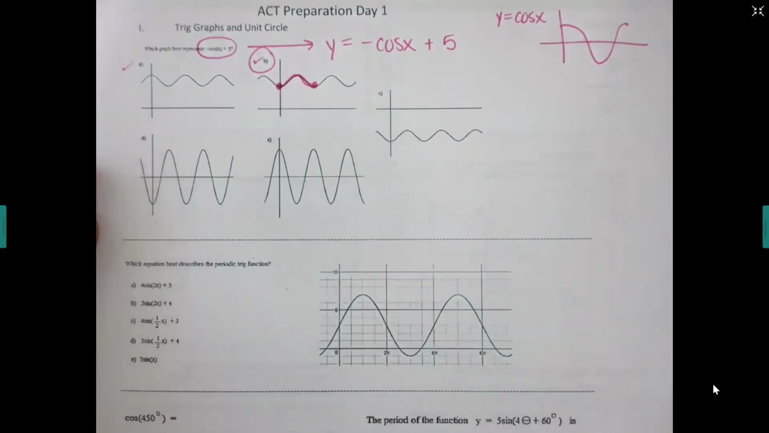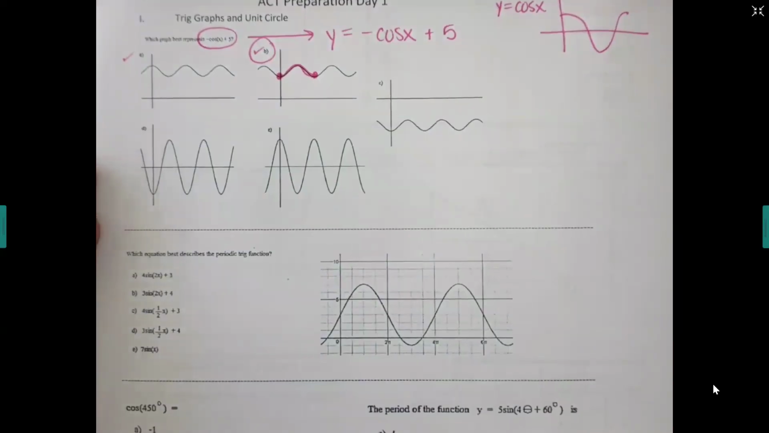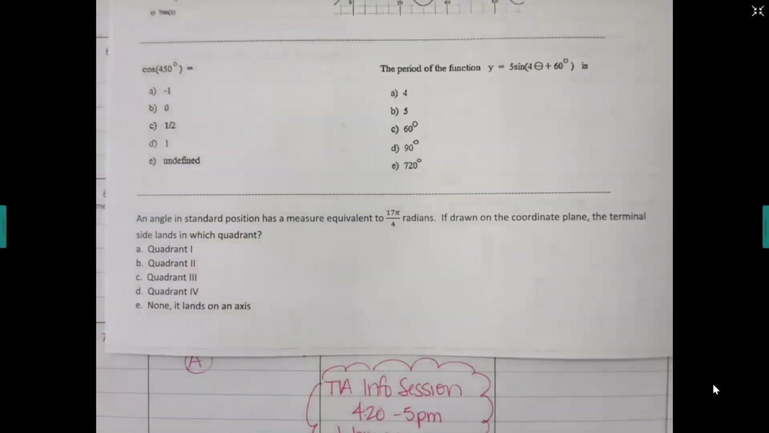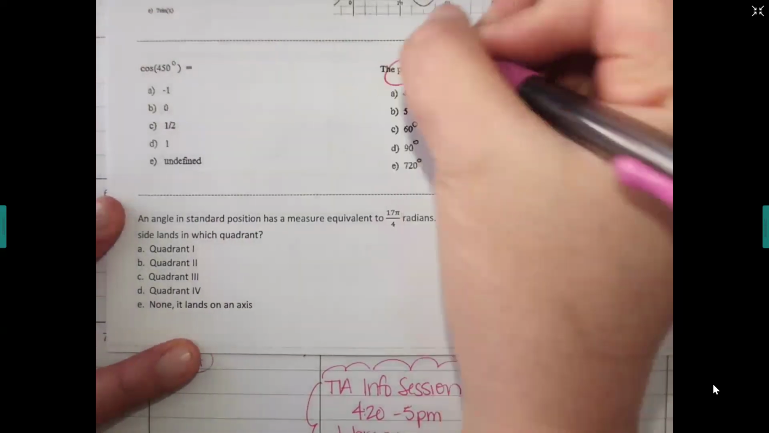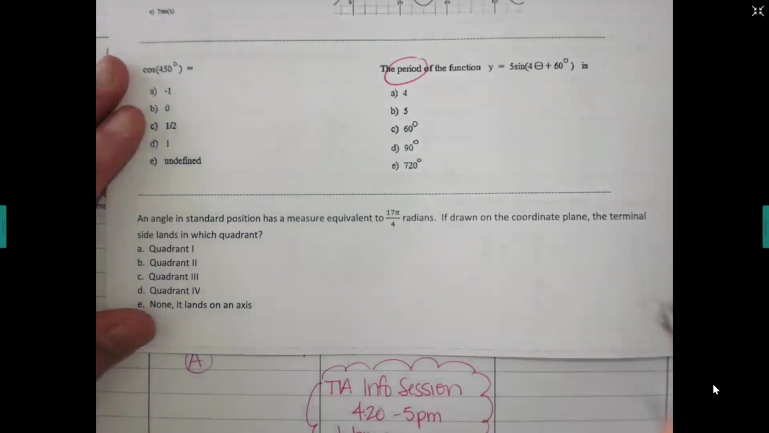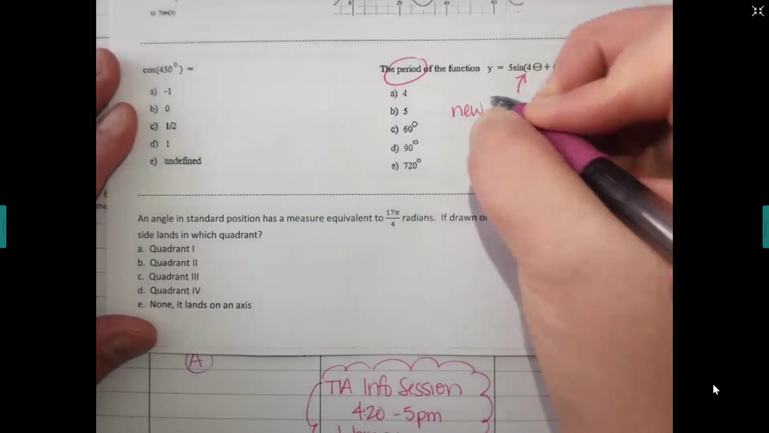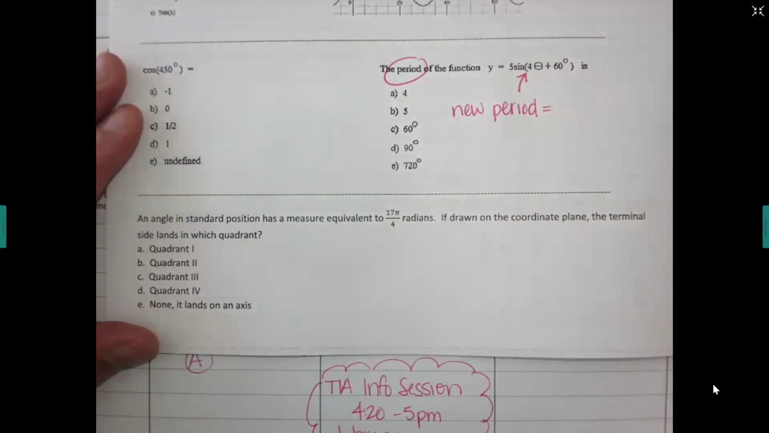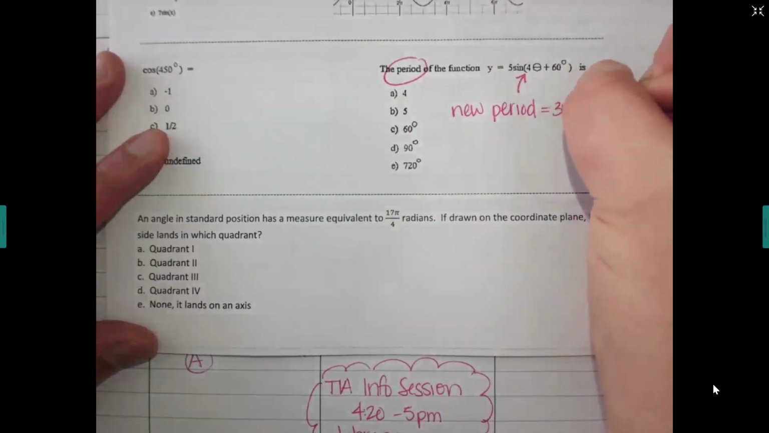All right, let's take a look at the next one. Actually, probably the next one you can do on your own, so I'm going to skip it. Go down to your bottom couple. Let's say we're going to do this one. Okay, what number affects the period for a trig function? You have a 5 in the front, you have a 4 and a plus 60. Which number changes the period? A 4. And if they put a times 4, how do I find the new period? Okay, the new period is going to be divided by 4 on what original number? 360. So what is 360 divided by 4?